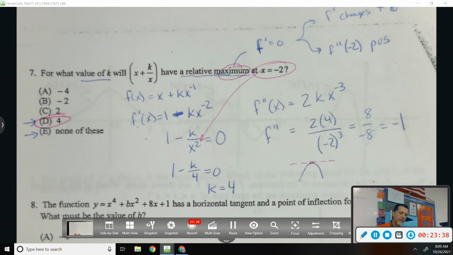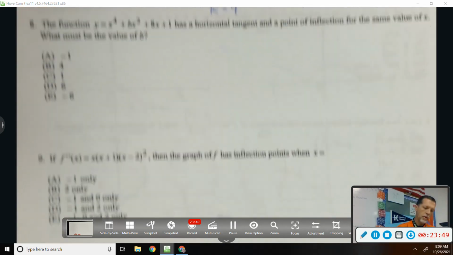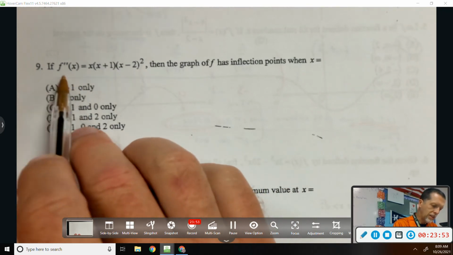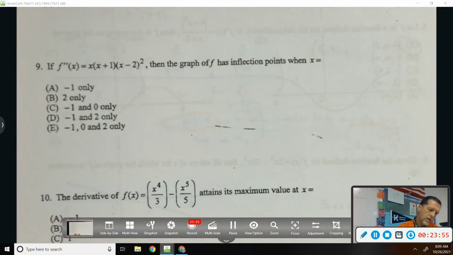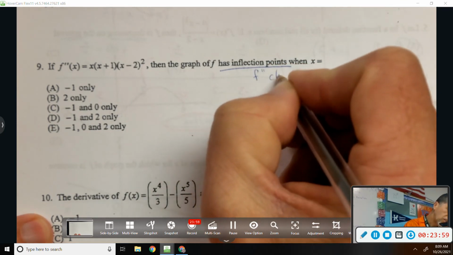Eight or 9? I don't think 10's that hard, but 8 and 9 both have some tricks in them. Number 9. If f double prime equals that, which is ugly, but that is the second derivative, so inflection points, that would be where f double prime changes signs.